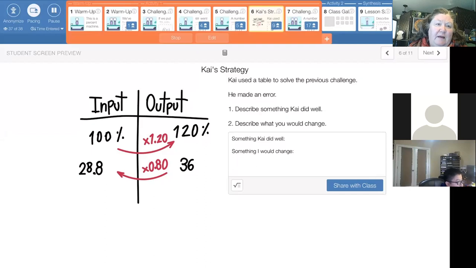So let's look at what's happening on this slide six here. Kai's strategy is using a table to solve the previous challenge, which is not a strategy I used at all. Let me know in the chat if you did use a table to solve any of these previous screens.